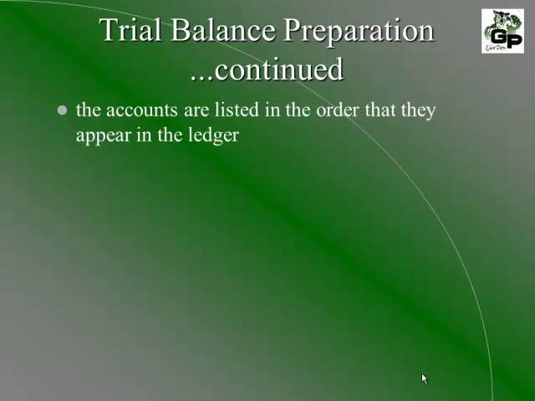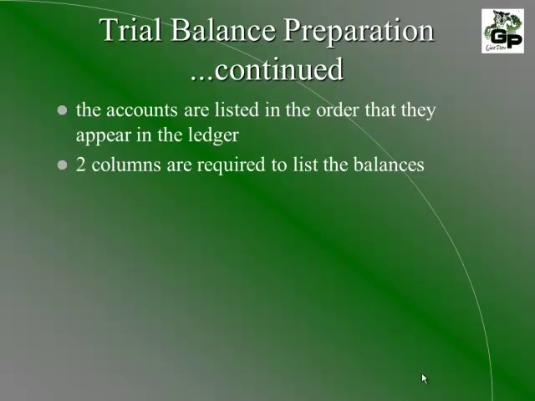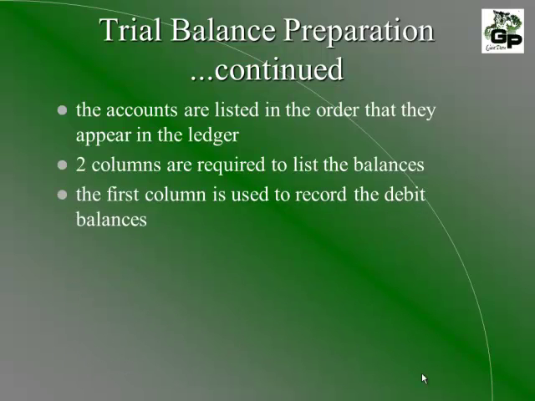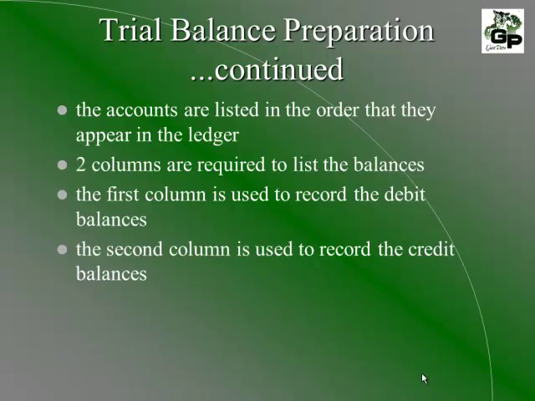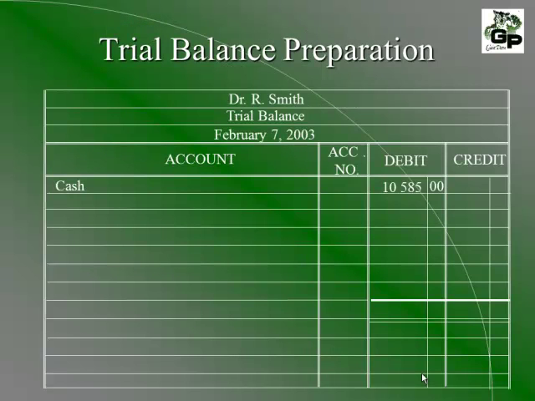The accounts are listed in the order that they appear in the ledger. 2 columns are required to list all these balances. The first column on the left is used to record the debit balances. The second column is used to record the credit balances. Here's an example of a trial balance.